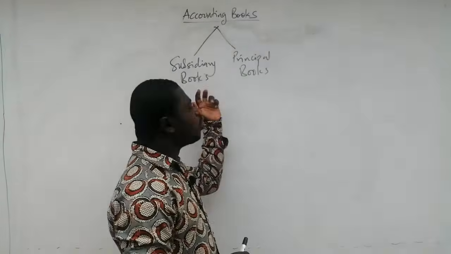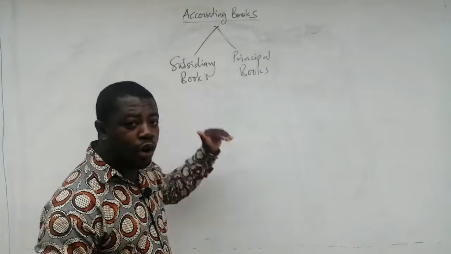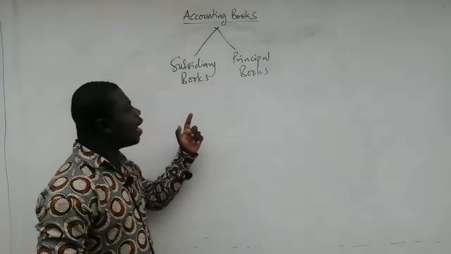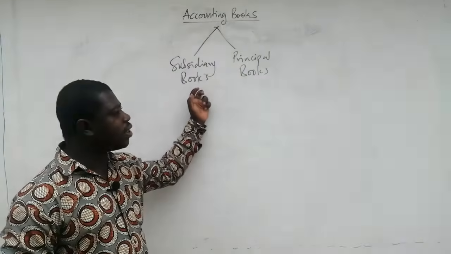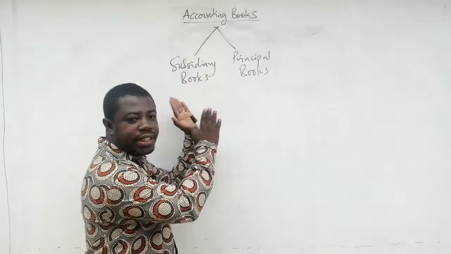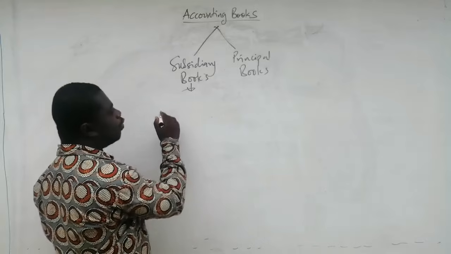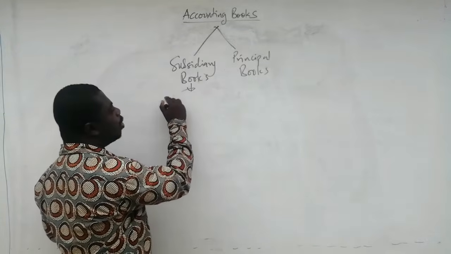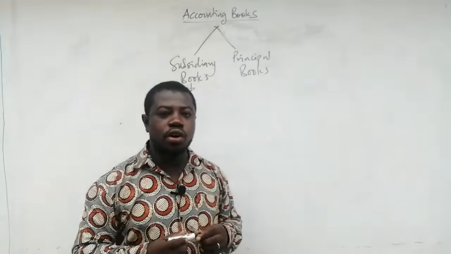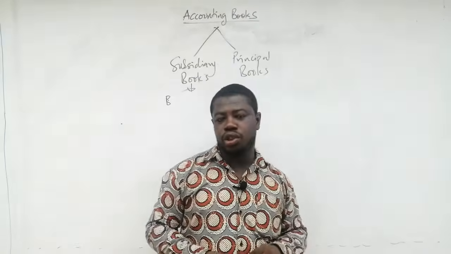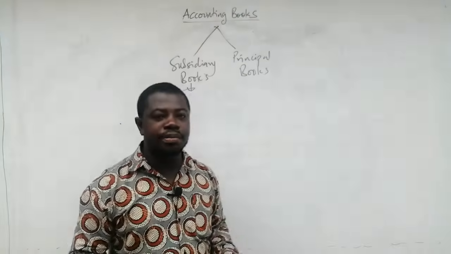Now, the subsidiary books of accounts are the books into which transactions are first recorded before they are posted into the principal books. And so these books of accounts are usually the books of first entry. You can have so many names for this category of books. You can call them the books of original entry. You can call them the books of prime entry. You can call them the day books because daily transactions are recorded in them. You can call them the journals.